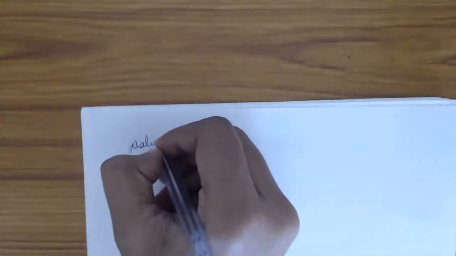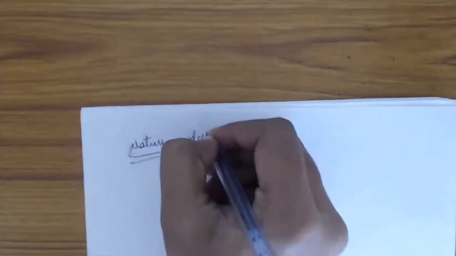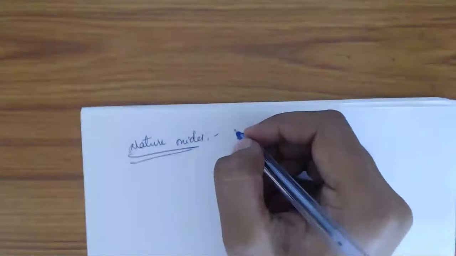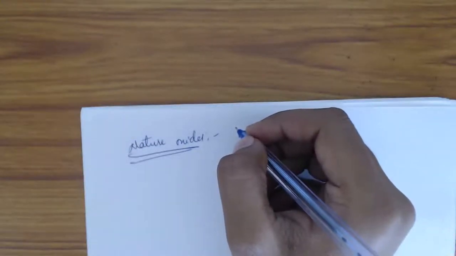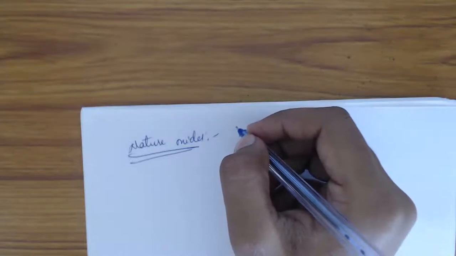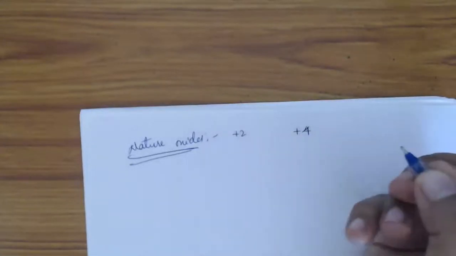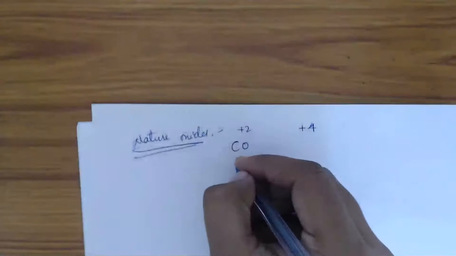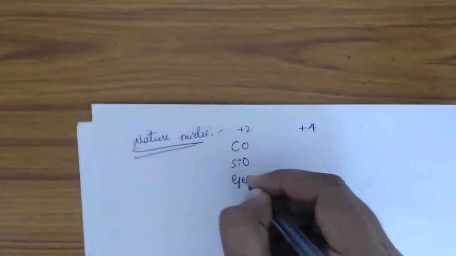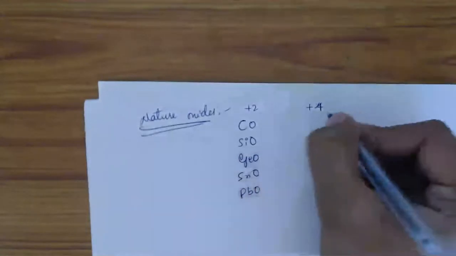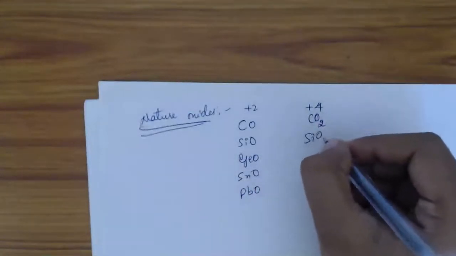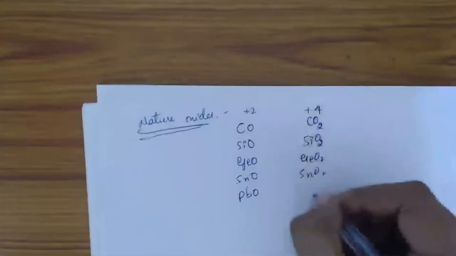Next one is nature of oxides. Monoxides are there, dioxides are there, correct? The carbon family elements form oxides, which are amphoteric in nature. But along the group, they are in the plus 2 oxidation state as well as plus 4 oxidation state. In plus 2 oxidation state, they form oxides like CO, SiO, GeO, SnO, PbO. If they are in plus 4 oxidation state, they form CO2, SiO2, GeO2, SnO2 and PbO2.